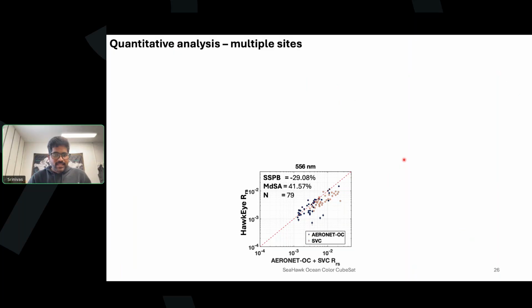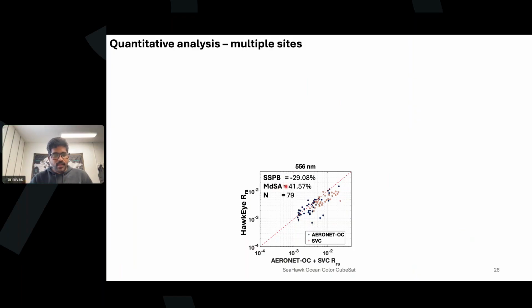Now coming to the quantitative analysis, we compared Hawkeye on the y-axis with Aeronet OC and the SVC measurements that we took on the x-axis. And we used two statistics. These are SSPB, which stands for symmetric signed percentage bias, and MDSA, which stands for median symmetric accuracy. So these are roughly bias and accuracy terms.